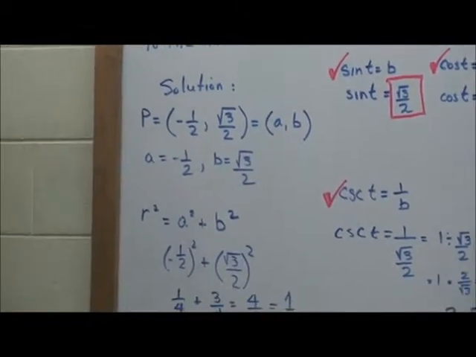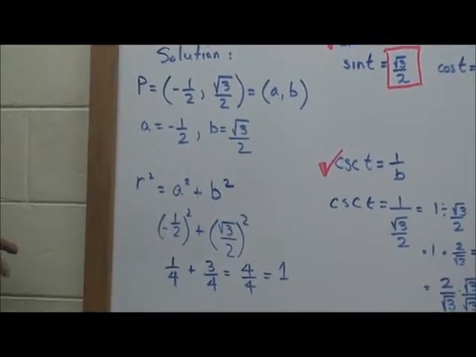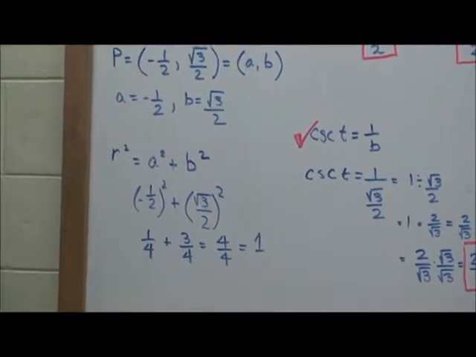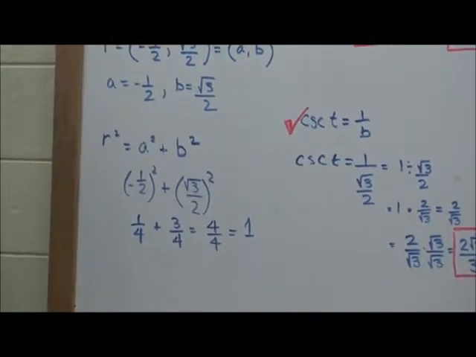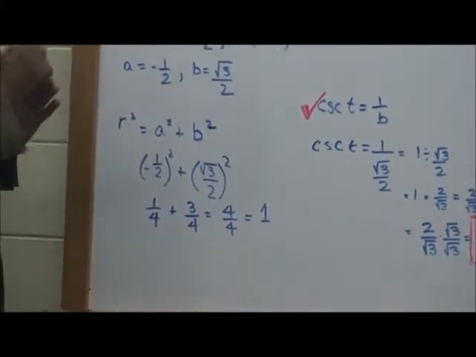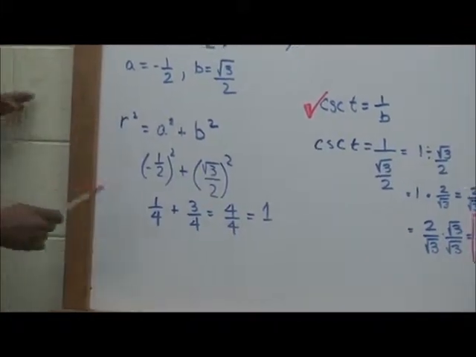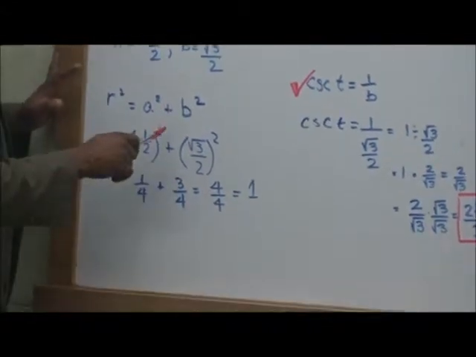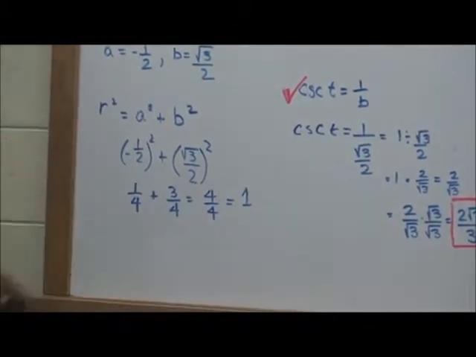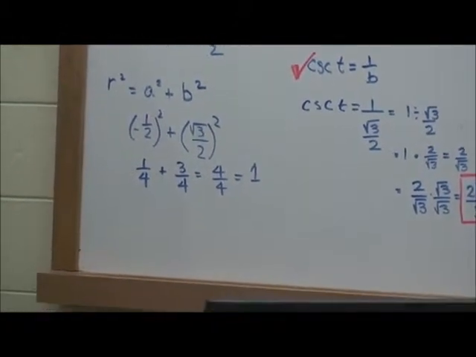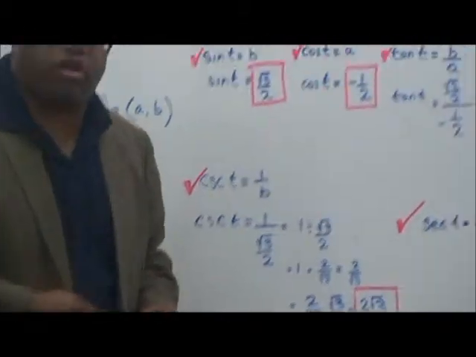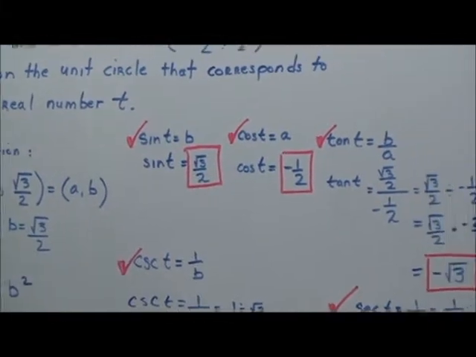Now, we always got to use the formula of the Pythagorean theorem. In this case, R squared is equal to what? A squared plus B squared, to find the true radius, right, from that point of the circle. And here we have (-1/2) squared plus (square root of 3/2) squared. And then of course 1/4 plus 3/4 is equal to 4/4, which is going to be equal to 1. So now we got everything that we need to start to calculate our trigonometric functions and our values.